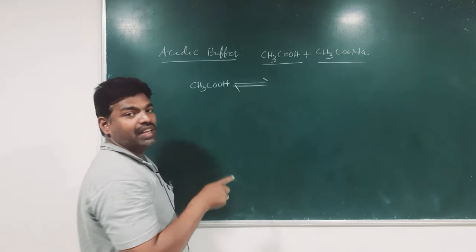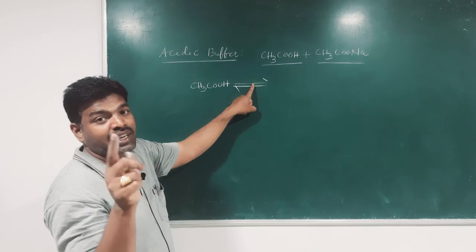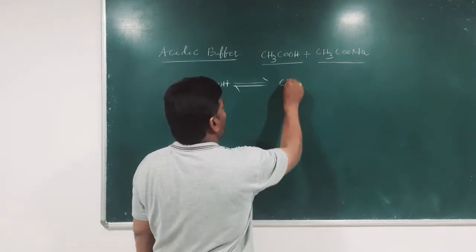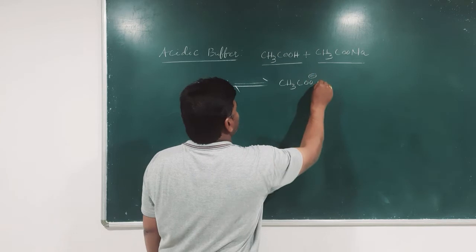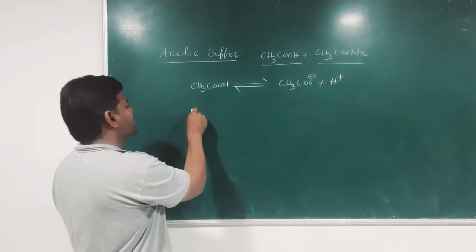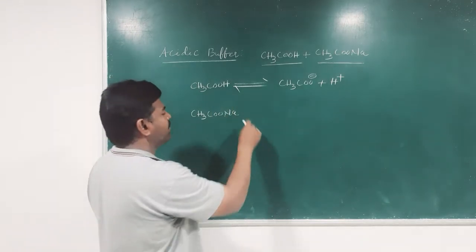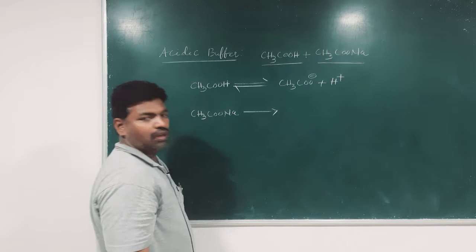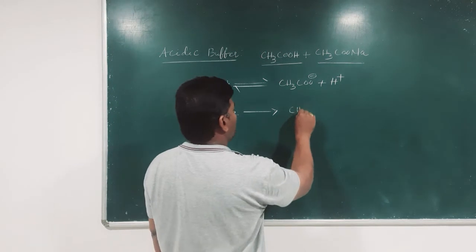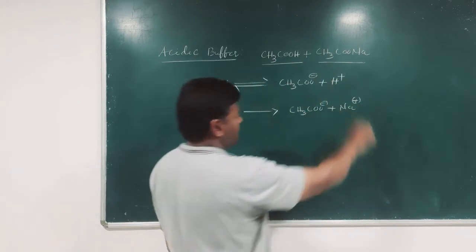Weak ionization of an acid is represented with a double headed arrow. So CH3COOH ⇌ CH3COO⁻ + H⁺. And sodium acetate, let us see the ionization of sodium acetate. Sodium acetate is a strong electrolyte, so upon its dissociation it forms CH3COO⁻ and Na⁺.